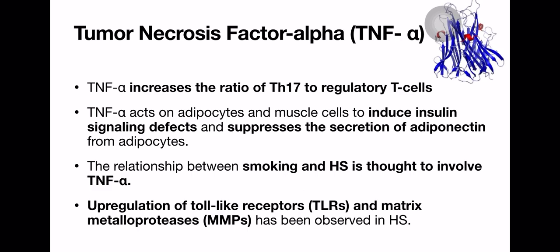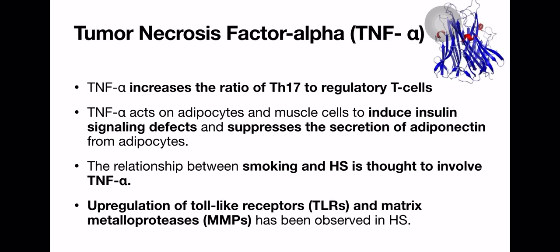Third, the relationship between smoking and HS is thought to involve TNF-alpha. Nicotine increases eccrine gland secretion, and nicotine excretion in sweat induces TNF-alpha release by keratinocytes and Th17 cells. Besides that, nicotine also induces infundibular epithelial hyperplasia, causing follicular occlusion and rupture.